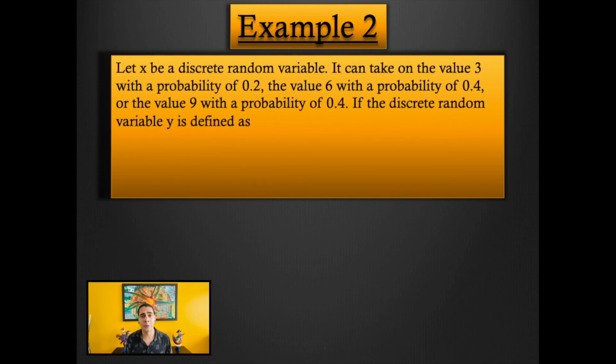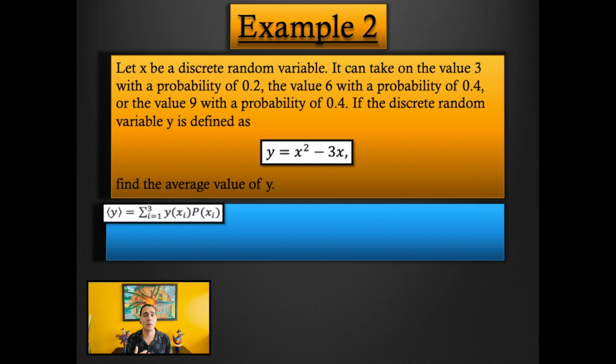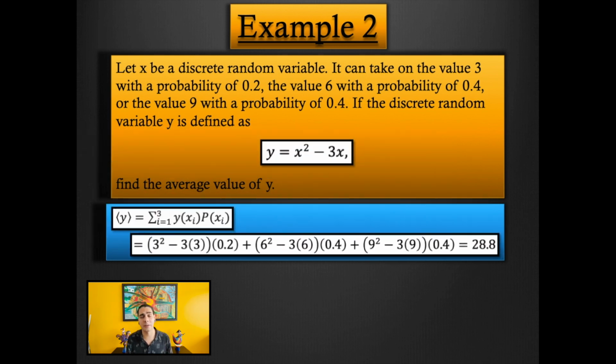It could take on the value 3 with a probability of 0.2, the value of 6 with a probability of 0.4, or the value of 9 with a probability of 0.4. If the discrete random variable y is defined as y equaling x squared minus 3x, find the average value of y. So because y is a function of x, and we're given the probability distribution function for x, we can calculate the average value of y. Using the equation from the previous slide, we find that this is equal to the summation over all the ith indices of y of x sub i times p of x sub i, which is equal to 28.8.